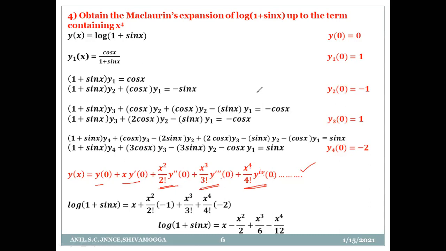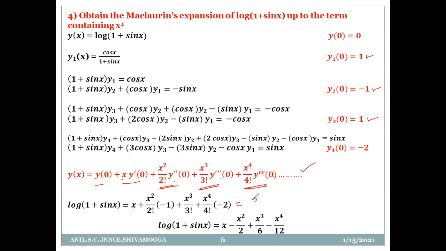Y of 0 is 0, plus x into y dash, and y dash is 1. Therefore, x into 1 is x, plus x square by 2 factorial into y double dash, and y double dash is minus 1, plus x cube divided by 3 factorial into y triple dash, and y triple dash is 1, plus x power 4 divided by 4 factorial into the 4th derivative, which is minus 2.